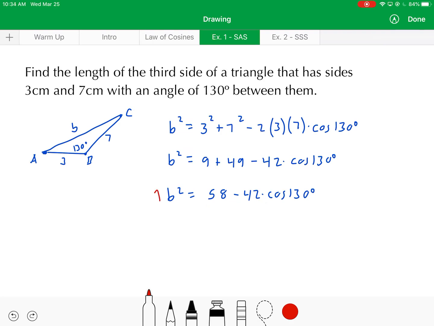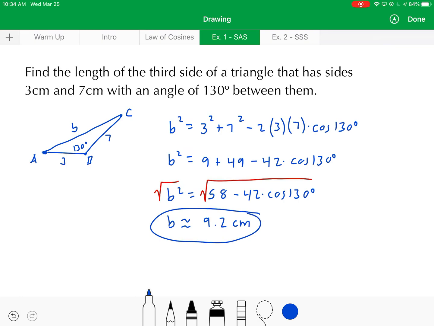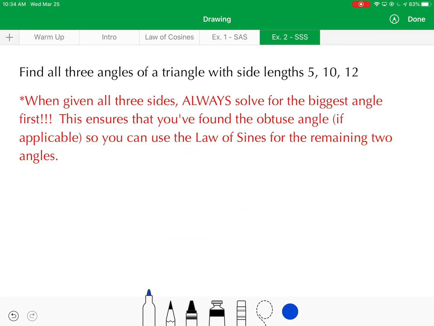At this point, all I need to do to solve for B is square root both sides of my equation here, and now it's calculator work. Okay. So I have the square root of 58 minus 42 times cosine of 130. Again, make sure your calculator's in degree mode, of course. And I end up with a third side length of 9.2 centimeters roughly. Okay. So that is the side-angle-side situation.